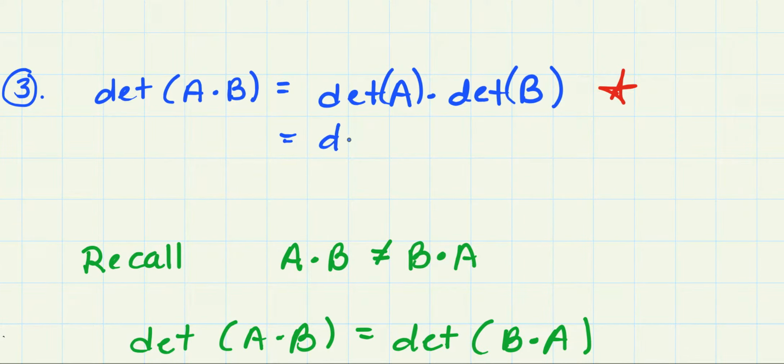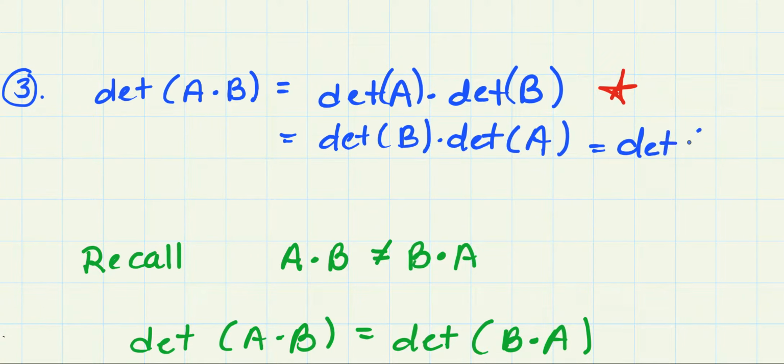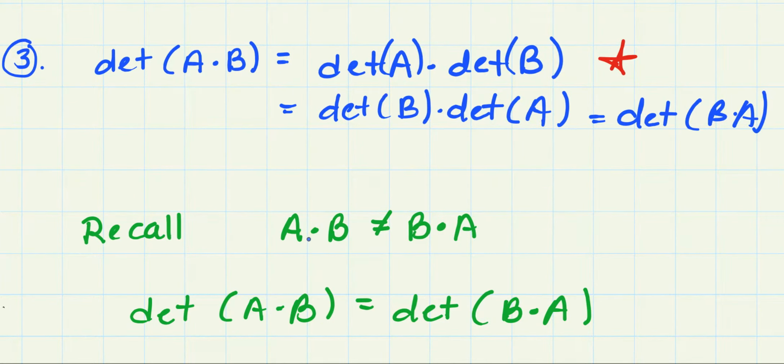This is equal to the determinant of B times the determinant of A, which is the determinant of B times A. It's very interesting. When we multiply the two matrices together, A times B is not going to be equal to B times A, but the determinants of whatever matrices we get will be the same.